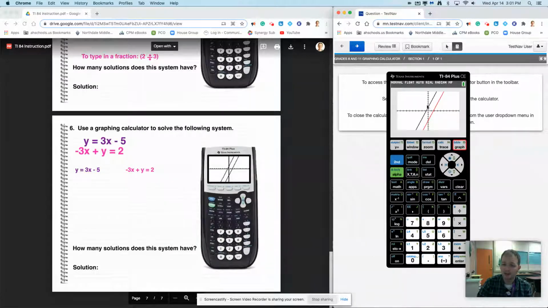And look at that. The 2 lines look like they're not going to cross. So this is a system that has no solution because the lines will never cross. So it does not have a solution, and it's got no solutions here.